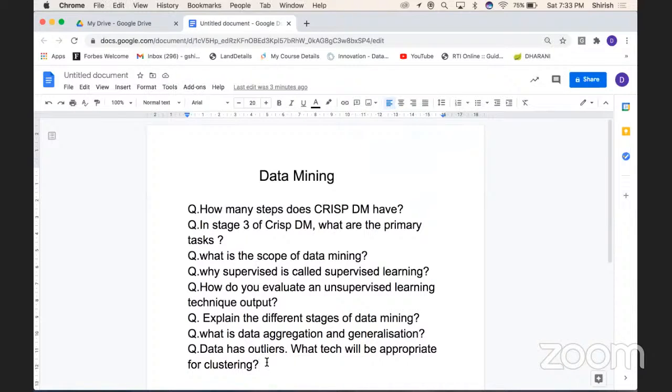Okay. Then, if I say good clustering, what qualities does it hold? When you say the clustering is the best, what is the quality of a good clustering?